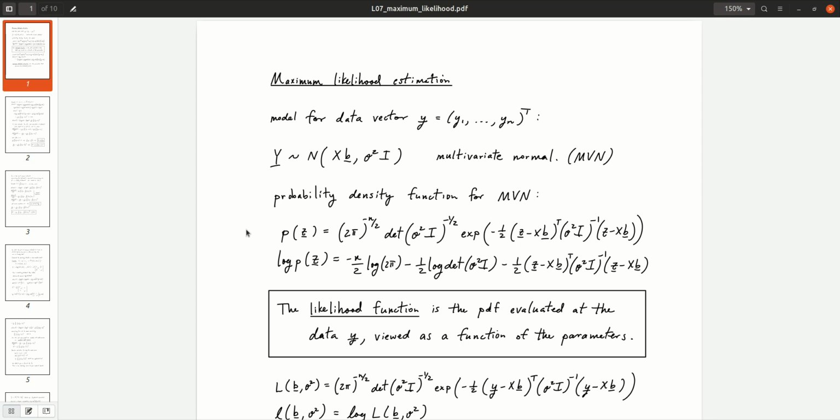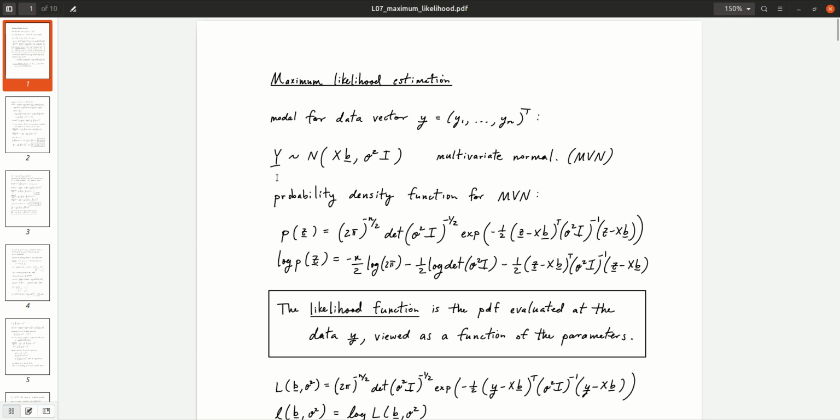In this module, we'll be talking about maximum likelihood estimation. So let's just recap where we are so far. We have a data vector y, lowercase y is y1 up to y sub n. We have some covariates that we put into a design matrix X. And then we have an unknown vector of regression coefficients B and an unknown variance parameter sigma squared.